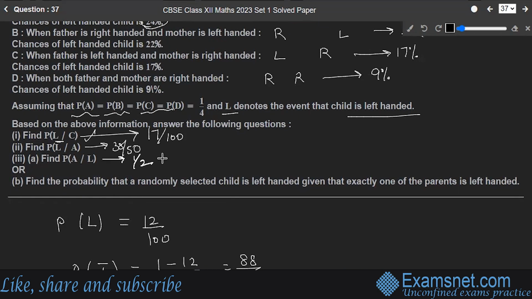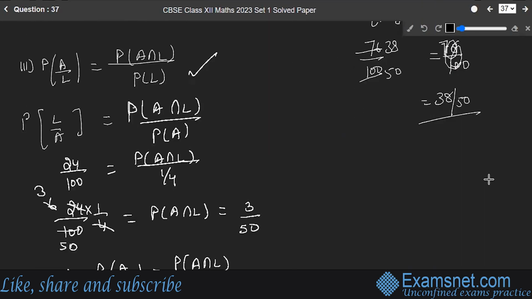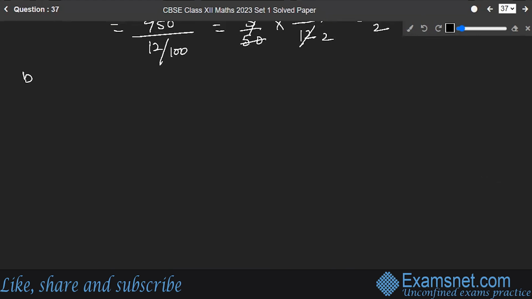The same question, B part now. It says, find the probability that a randomly selected child is left-handed given that exactly one of the parents is left-handed. Okay, you have to find the probability that a randomly selected child is left-handed provided the condition that exactly one of the parents is left-handed. So here is the B part. You have to find the probability of left-handed provided either B or C is true. That is B and C, exactly one parent was left-handed.